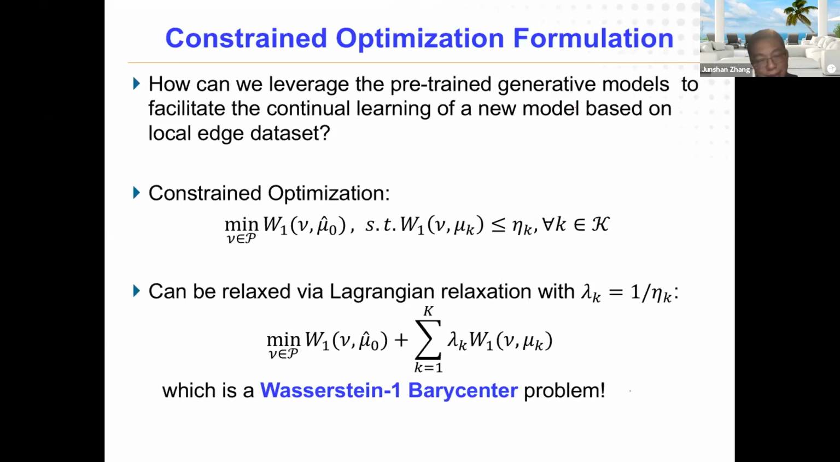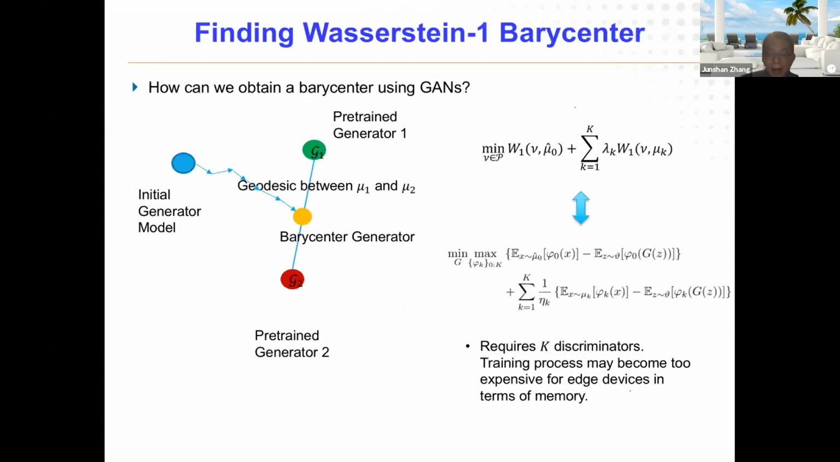Just to recap, we have a constrained optimization problem. Our objective is to choose a generative model nu that minimizes the Wasserstein distance to your empirical data, subject to constraints, each built upon a generative model pre-trained at other edge nodes. It turns out we can use Lagrange relaxation by choosing the Lagrange multiplier as 1 over eta k, where eta k is the ball size for the k-th pre-trained generative model. With Lagrange relaxation, we get the following formulation, which turns out to be a so-called Wasserstein-1 barycenter problem.